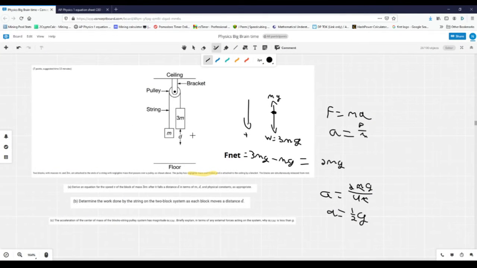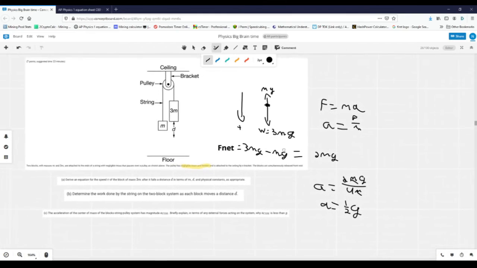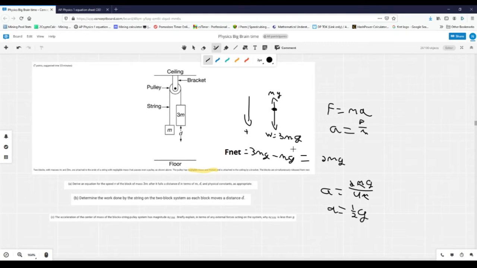It tells us d. Wait, why would it be 4m again? Is it because you're finding for the whole system? Yep. Correct. I thought it was just for that one block. It doesn't matter though. The system is still connected with the string. So also keep in mind that the acceleration of the 3m block will inherently be the acceleration of the m block. They will always be the same, just in opposite directions. Oh, that's true. Alright, thank you.